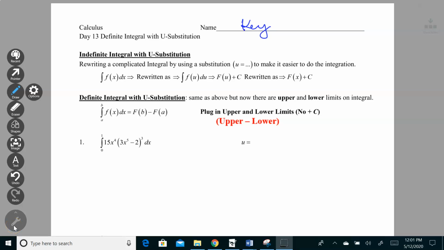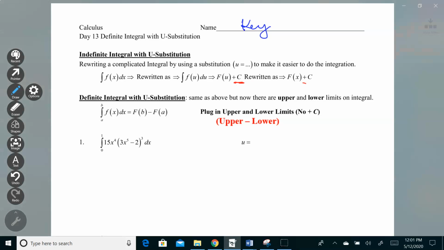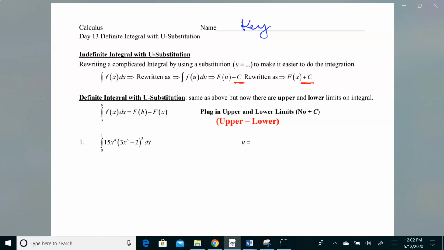Okay, here we go with calculus the next day, calling it day 13. We're going to do some more U substitution, but today we're going to use the definite integral. Last class, we did the indefinite integral where we're always adding a plus c at the end when we take the antiderivative. This time we're going to do the definite integral, which is when you're plugging in your upper and lower limits, because you're going to see numbers on the integral sign on the top and bottom. And remember, it's always upper minus lower.